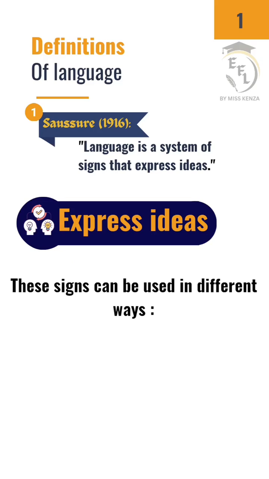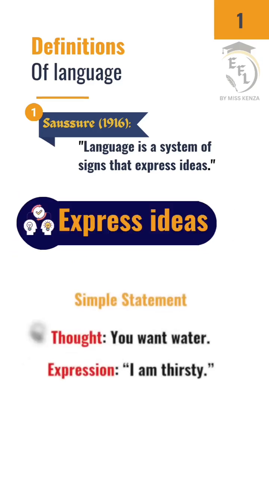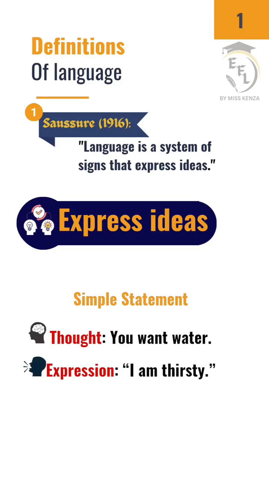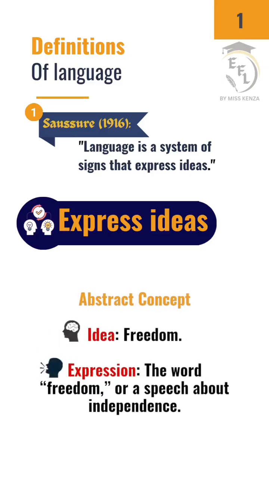These signs can be used in different ways. When we express our thoughts using a simple sentence, for example, you want water, this is the thought, and you say I am thirsty, so this is the expression. Or when we express our thoughts using an abstract concept, such as a speech about independence in order to express the idea of freedom.